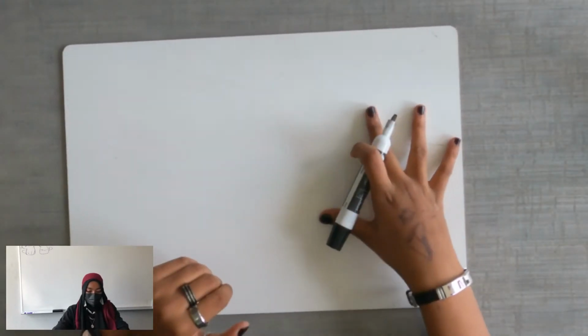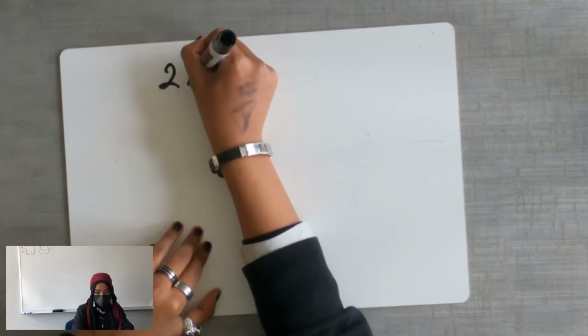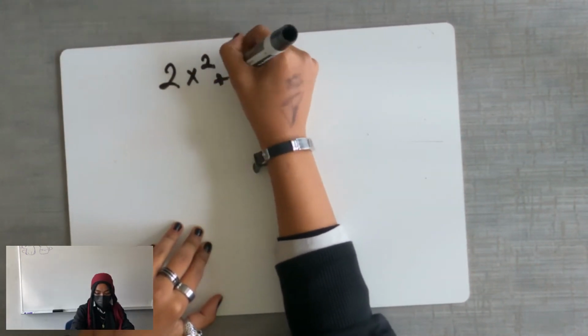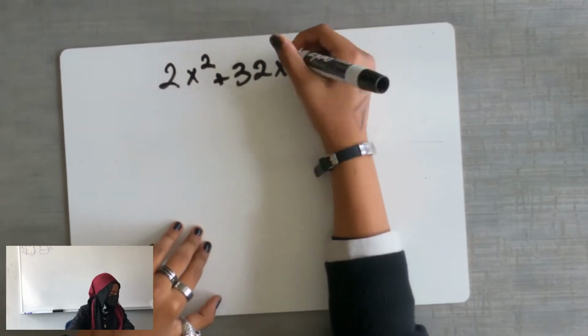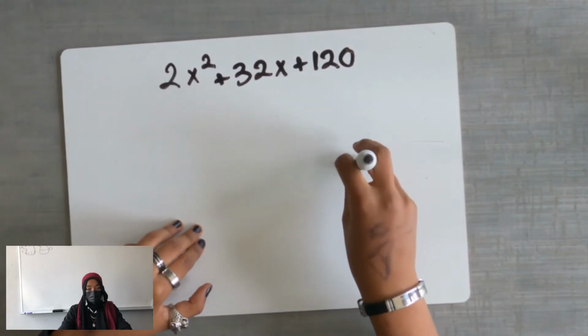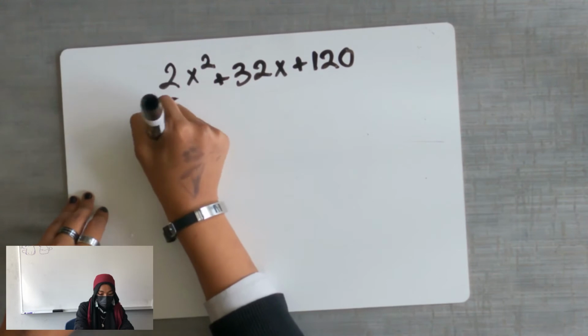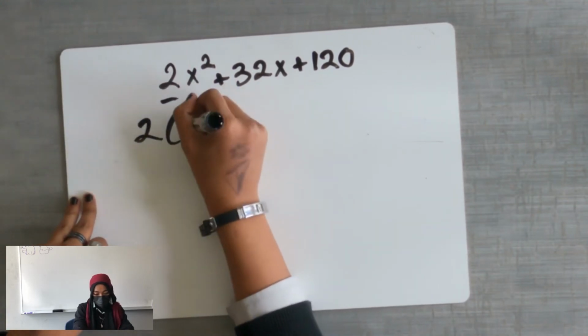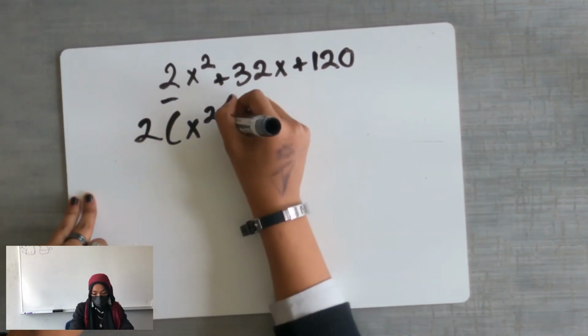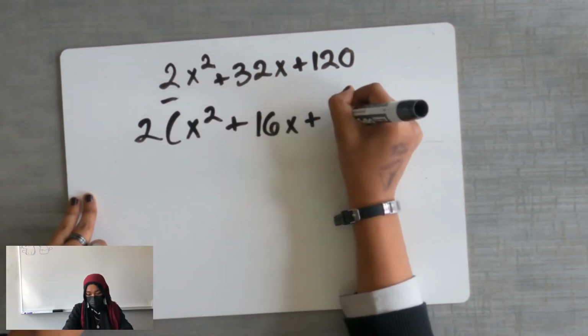All right, our next problem, we have 2x squared plus 32x plus 120. In this case, our greatest common factor is 2, so we will take out 2, open parentheses, x squared plus 16x plus 60.